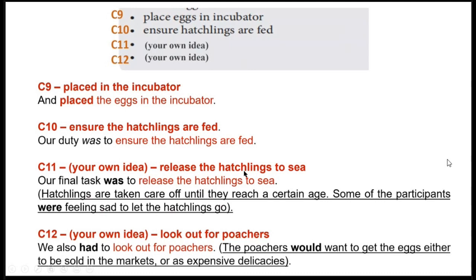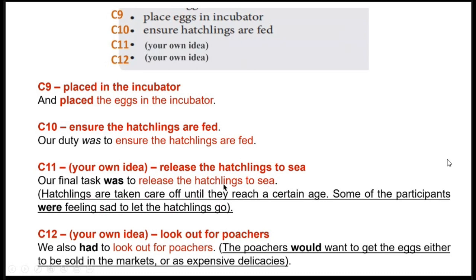Okay? Let's say I change it here. Let's say suddenly for SPM there is content point number 11 and content point number 12, your own idea. Remember, you cannot take up the idea that is given to you. You must take other ideas so that you can elaborate. And then you have to add in your own points there.